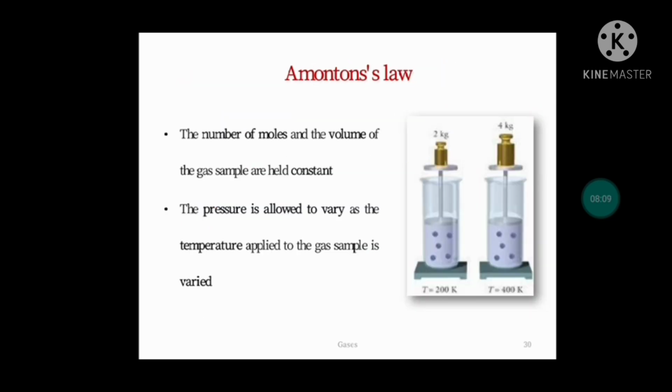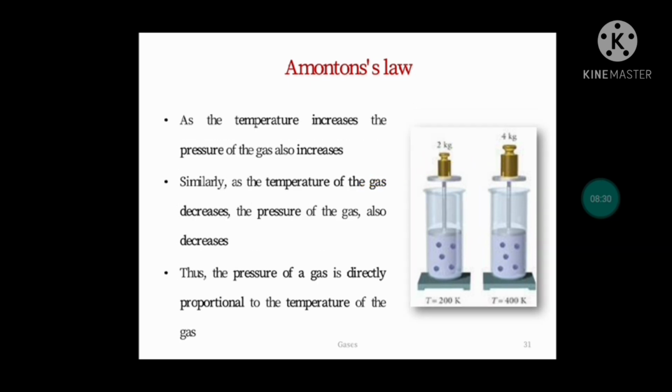Now the next law, we have Amonton's law. In case of Amonton's law, the number of moles and the volume of the gas, n and volume, are held constant. So pressure and temperature are going to vary in case of Amonton's law. For example, here we have temperature 200 and temperature 400, and pressure, that is weight, is put on as 2 kg and 4 kg. So in the second picture I can say that temperature and pressure both are increased.